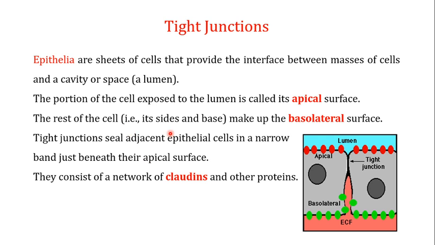Now, the rest of the cell, starting from here, its sides and the base of the cell, make the basolateral surface. What the tight junctions do is seal the adjacent cells. If this is one cell and this is another cell, this tight junction just below the apical surface seals the adjacent epithelial cells in a narrow band just beneath the apical surface.